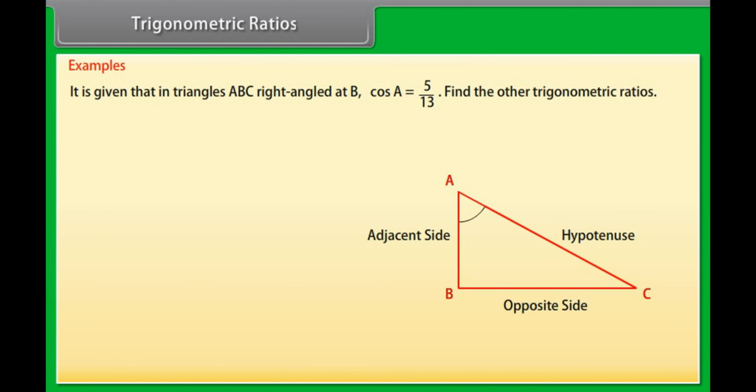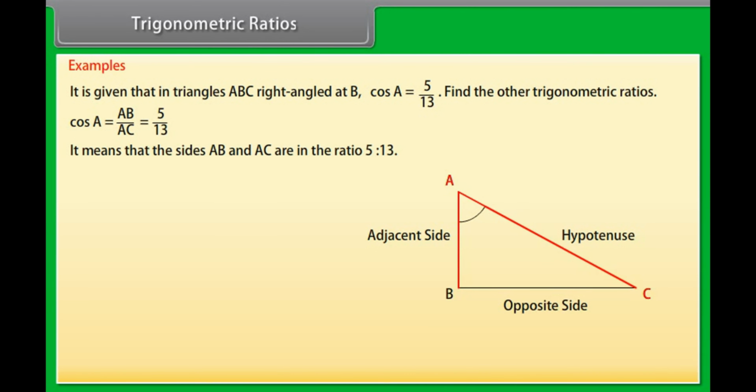It is given that triangle ABC, right-angled at B, cos A is equal to 5 upon 13. Find the other trigonometric ratios. Cos A is equal to AB upon AC, which is 5 upon 13. It means that the sides AB and AC are in the ratio 5:13. Therefore, we can say that AB is equal to 5a and AC is equal to 13a, where a is a positive number.